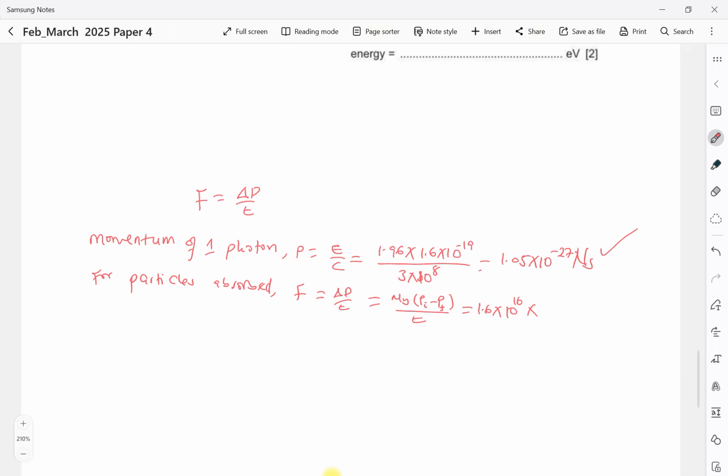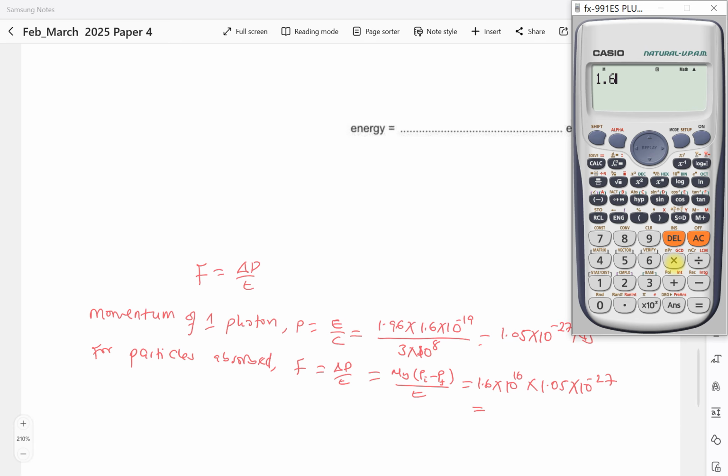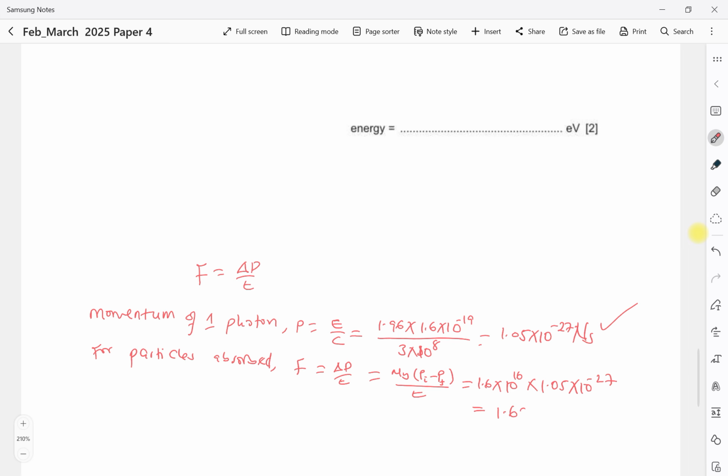Then the change in momentum: because they are absorbed, the final momentum is 0. So the initial momentum is just P, which is 1.05 times 10 to the power of minus 27. And this gives us 1.6 exponent 16 times 1.05 exponent minus 27, so this is giving us 1.68 times 10 to the power of minus 11 newtons.